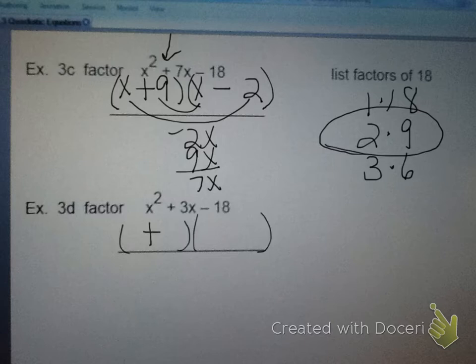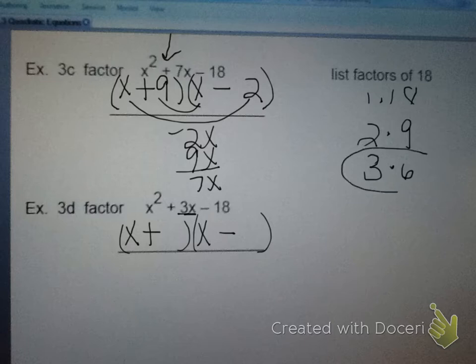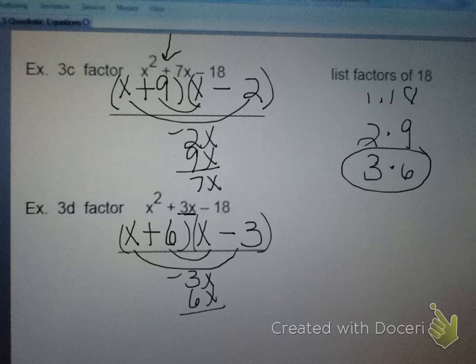Example 3d, make our two binomials. Signs are going to be different. Now, again, we don't have to list the factors of 18 because they're already written right here, but this time we want to find factors that subtract and get 3. 6 and 3. I'm going to put the 6 behind the positive number because, again, you want to put the largest number behind whatever the first sign is. Check it. And that is your middle term.